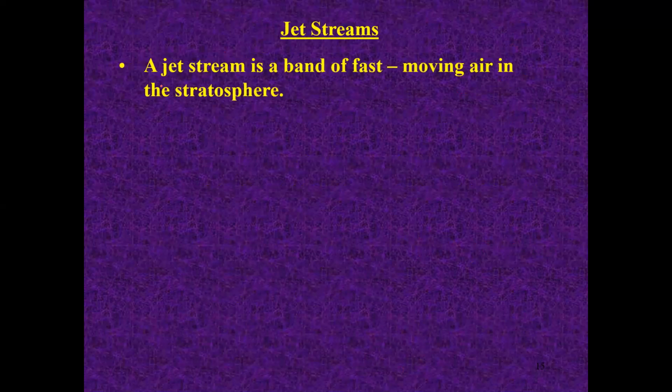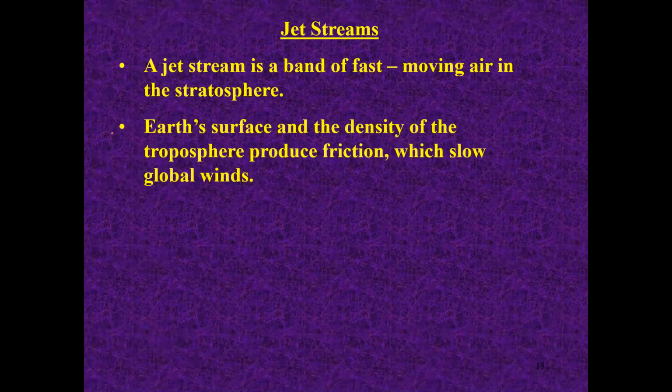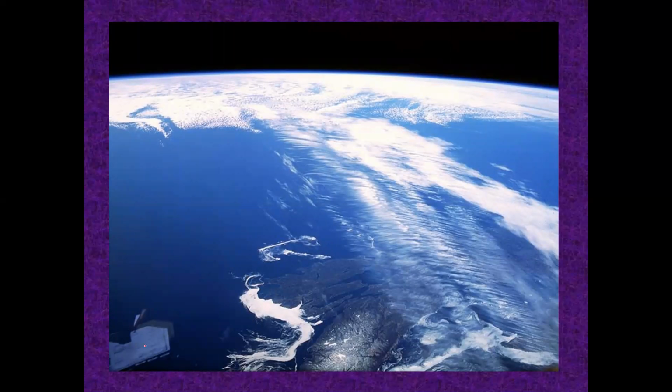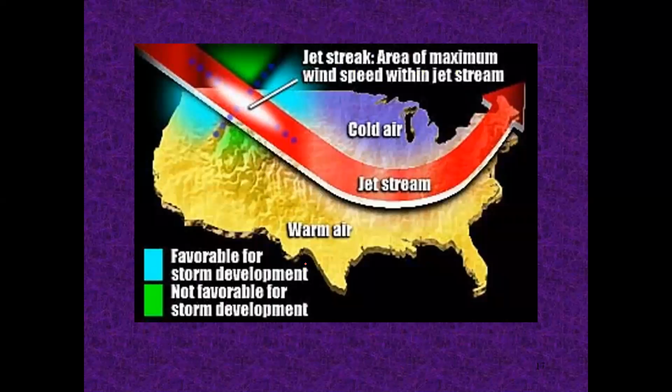Jet streams. A jet stream is a band of fast-moving air in the stratosphere. There's very little friction. There's little gas up there, so it moves very quickly. Earth's surface and the density of the troposphere produce friction, which slows global winds. Because of their high altitude, these winds are not subject to as much friction, so they move very quickly. Way above, this is a picture of a satellite, the wing of a satellite, and up here is your jet stream. Very, very fast. Remember, the troposphere has mountains and whatnot, and the winds get stopped. The jet stream usually dips down like so.